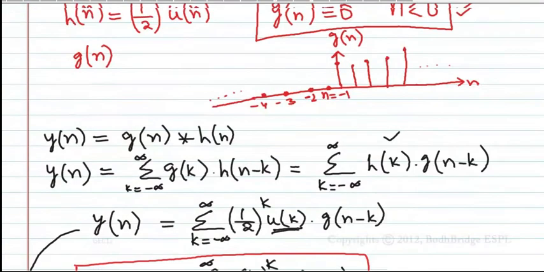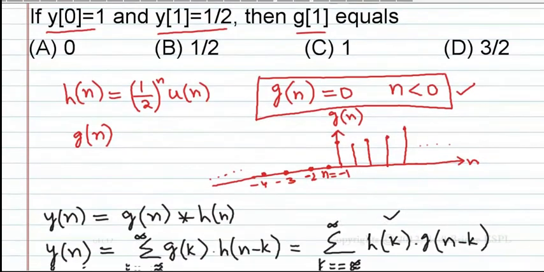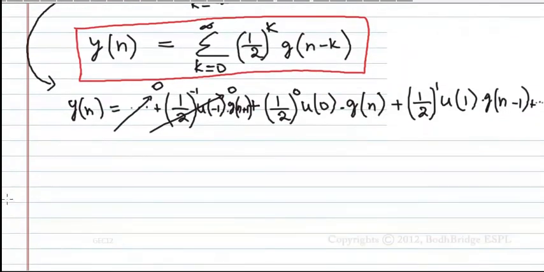What has he given now? Information he gave is y of 0 equal to 1. Let us use this information. Y of 0 equal to (1/2)^0. I am opening this sigma.